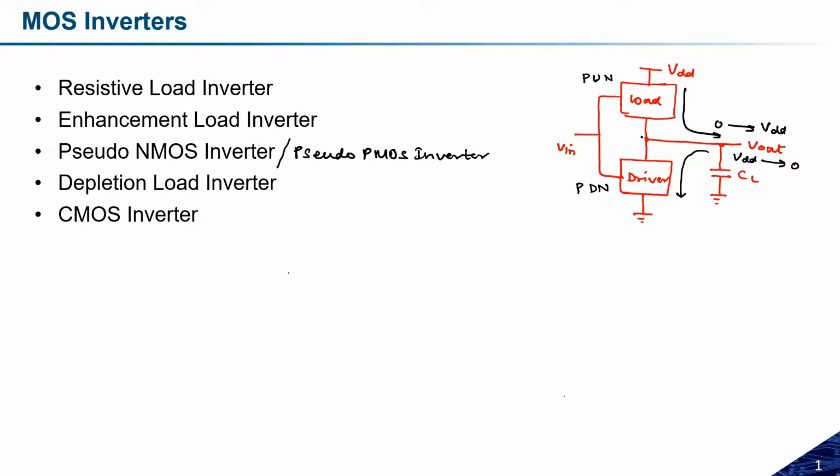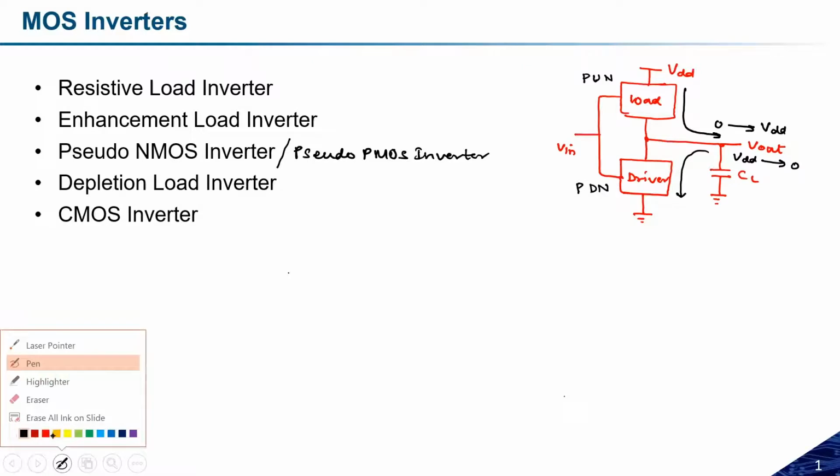So I will make all these possible combinations. For the resistive load, we can have the four possible combinations. Similarly, for the enhancement load, we can have the other combinations. We will check all these possible combinations, and we will see which of the possible combinations is very good for circuit designers. Okay, you got the answer? Yes, sir. Okay, fine.